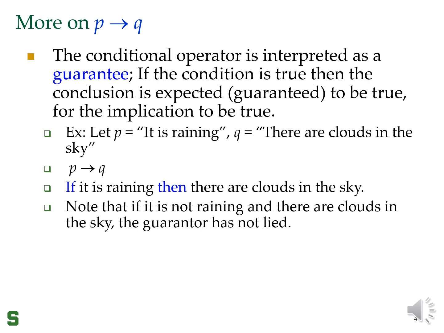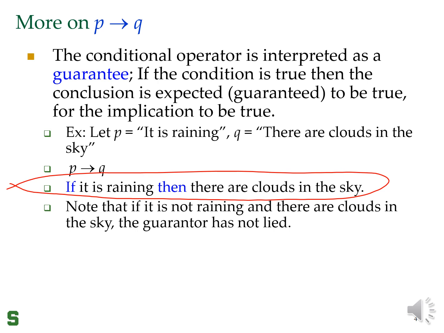So if it's not raining, the above statement is true. If it's not raining, then this statement is true. The guarantor hasn't lied in this case. The only way the guarantor would have lied about this statement is if it was raining, but there were no clouds in the sky.